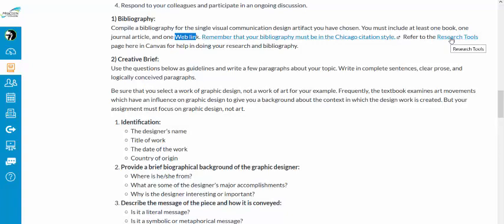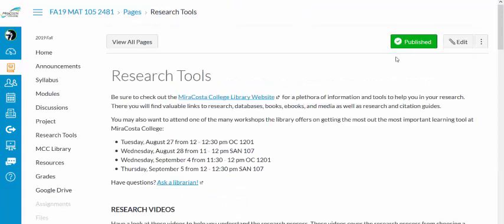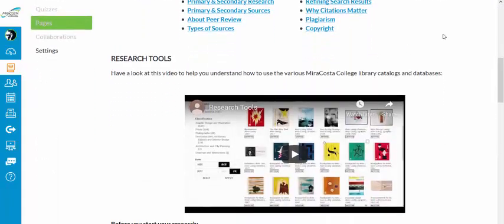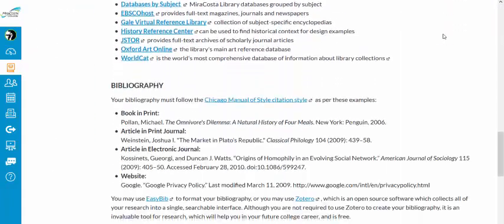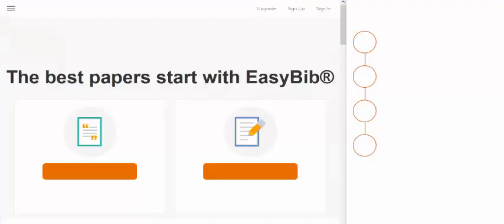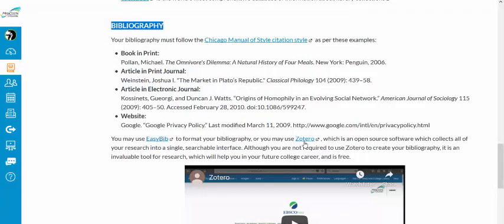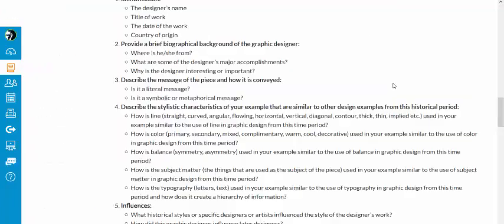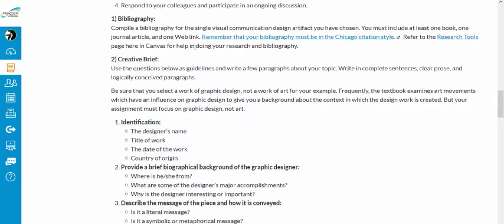Also, refer to the Research Tools page here in Canvas. I've given you some examples of various research tools that you can use to compile your bibliography. And these are some examples of various resources in the Chicago Manual of Style citation. You may use EasyBib to format your bibliography. It's a very easy program to use, or you can use Zotero here. So that's the first thing. You're going to compile a bibliography.